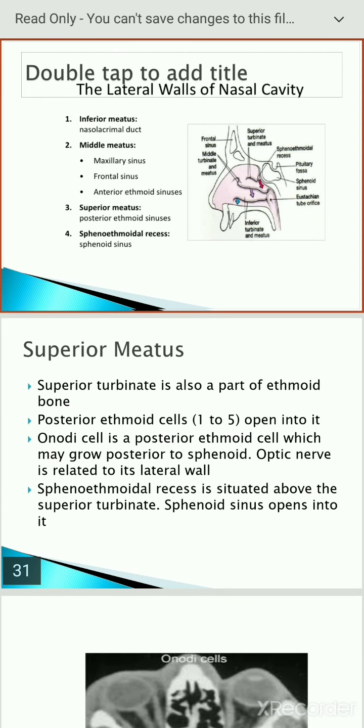Superior meatus is a part of ethmoid bone. Posterior ethmoid cells are 1 to 5 in numbers and they open into superior meatus. Now we also should know what is Onodi cell. Onodi cell is a posterior ethmoid cell which may go far behind and posterior to sphenoid. And most importantly, optic nerve is related to its lateral wall.